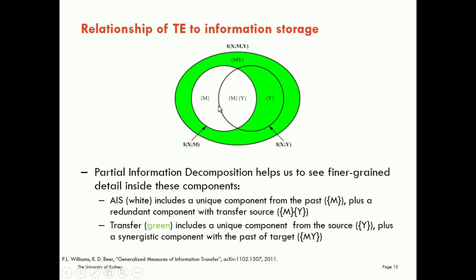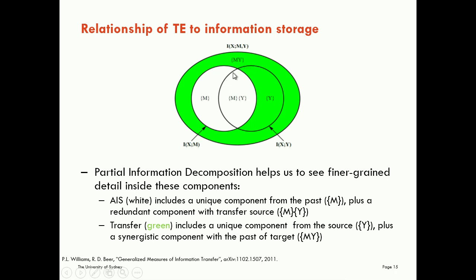The information storage component includes the redundant piece that's redundantly held by the past value and the source value plus a unique component from the past. The transfer entropy includes a unique component from the source plus a synergistic component. Now we could switch our ordering and consider the source first and then the target past, and that would flip some of the diagram here.